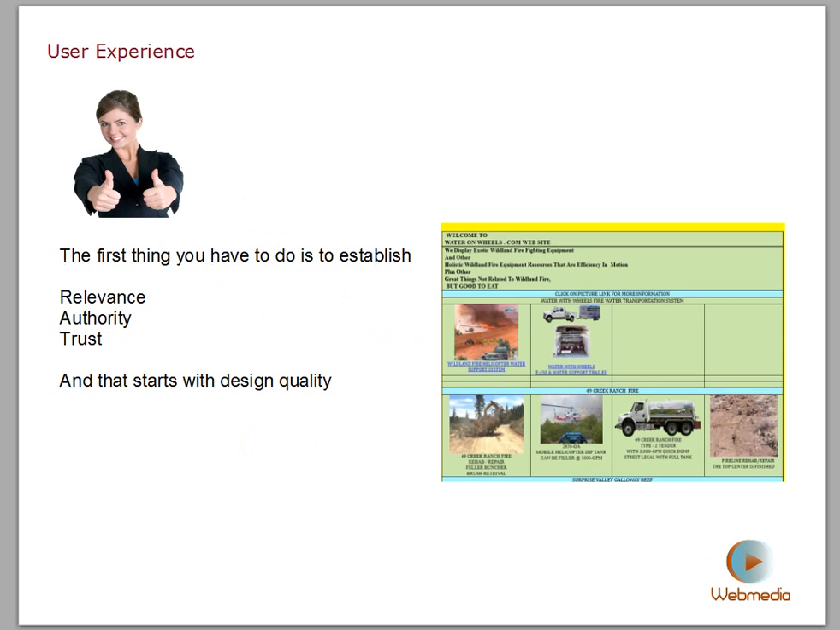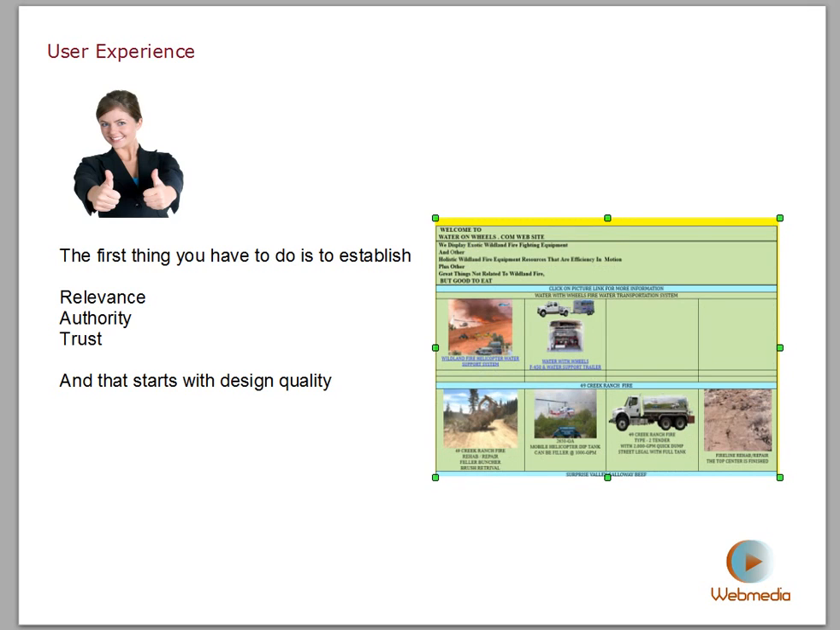The first thing is that you have to establish relevancy, authority and trust, and that starts with design quality, because when somebody lands on your website, if it looks like this website, they're going to draw certain conclusions about you and about your business based on this design and the quality of design.